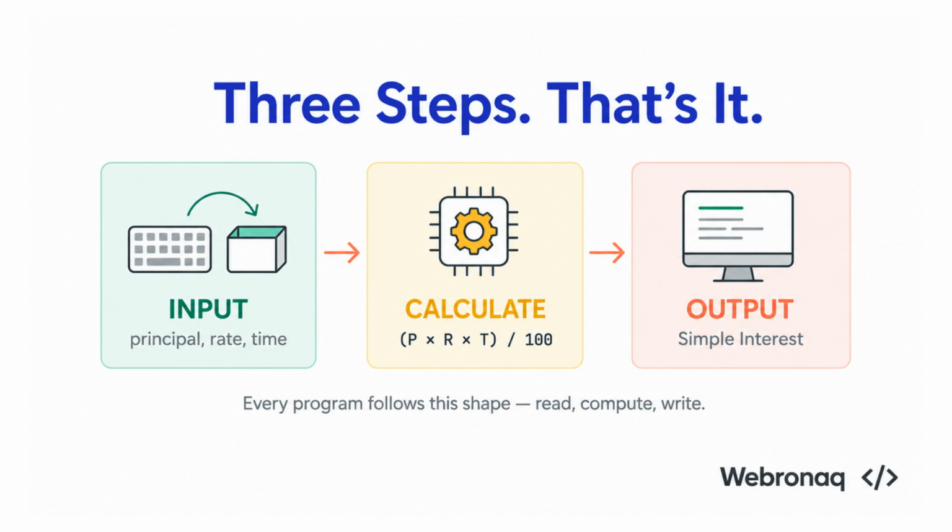Try this program yourself. Change the numbers. Try a rate of 7 and a time of 3. See what comes out. Play with it. That's how the logic really sticks.